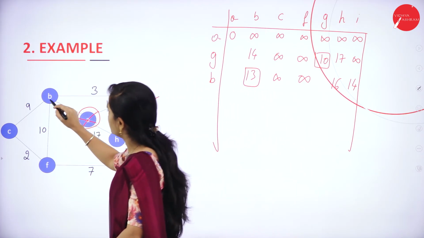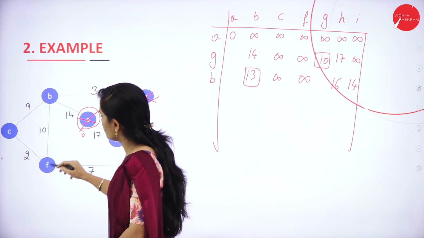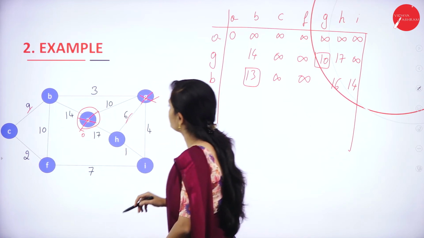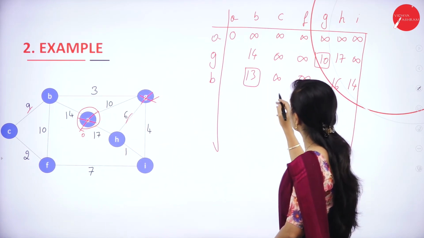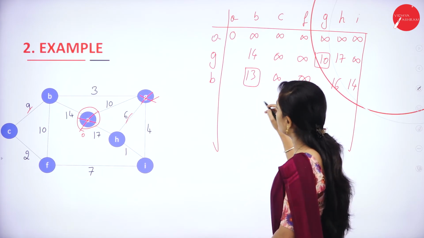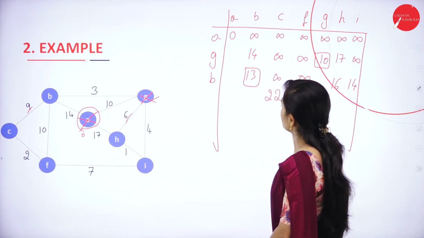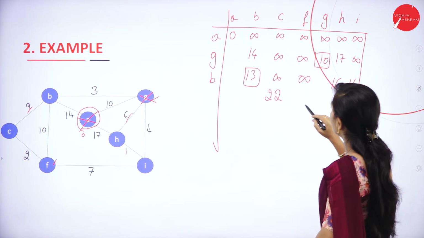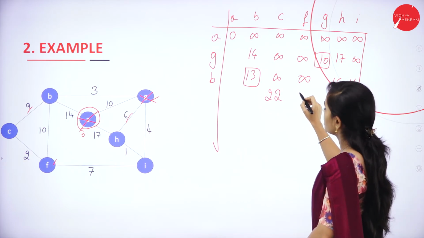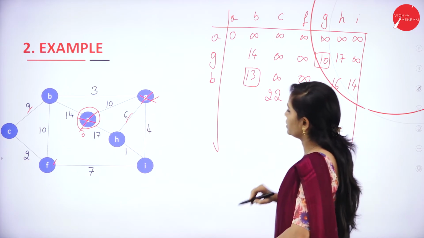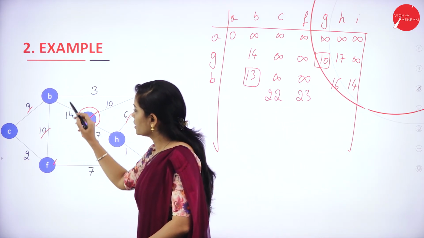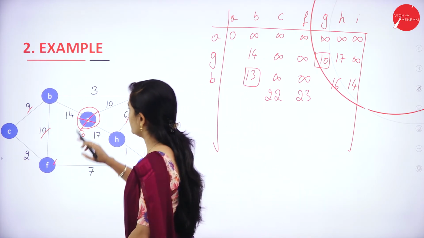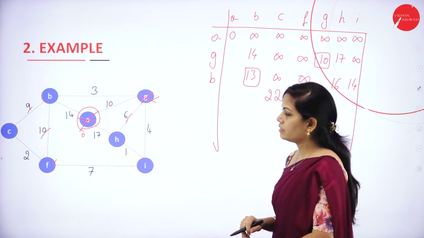So B value is 13. So B is connected to C, F and G. G and A already visited. B to C is 9. 13 plus 9, it is 22. And B is connected to F, it is 10. So 10 plus 13, it is 23. B to F is 10. 10 plus 13, it is 23. So B is connected to F and C. Already we have visited A and G.